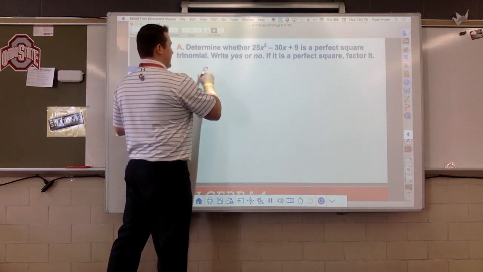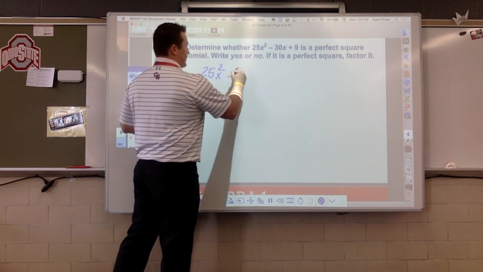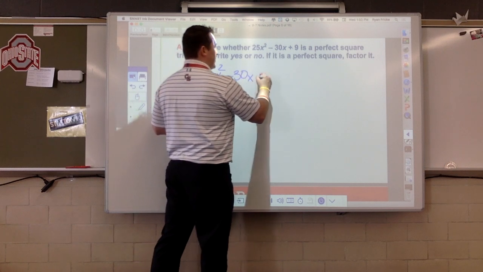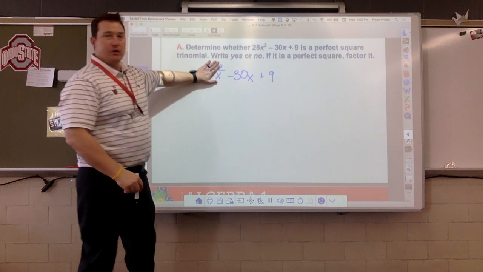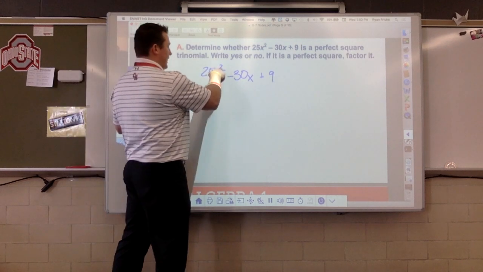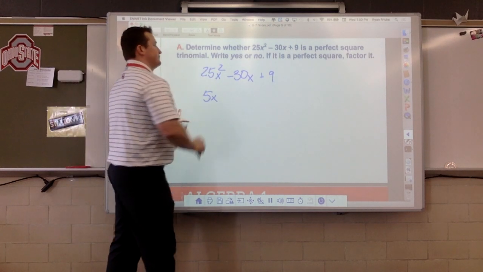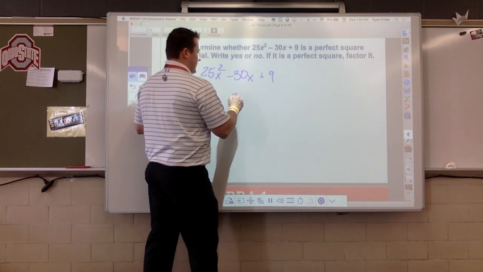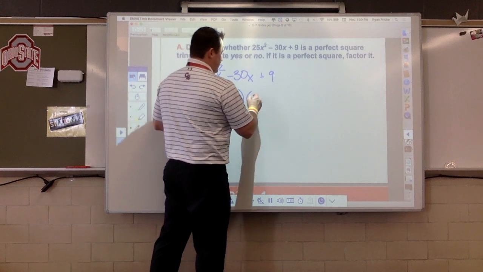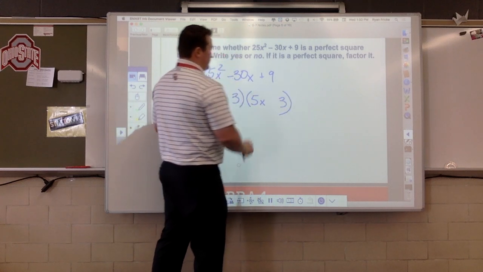So I'm going to take 25 x squared, minus that I don't care about, and this. So I'm going to take the square root of 25 and x squared, right? What is that? 5x. I'm going to take the square root of this one. What is that? 3, okay? So it keeps that same pattern.